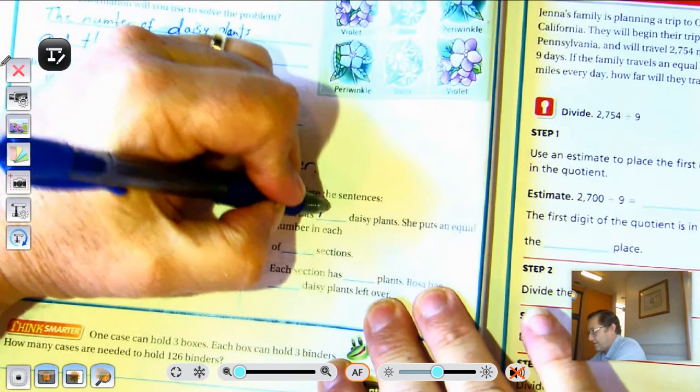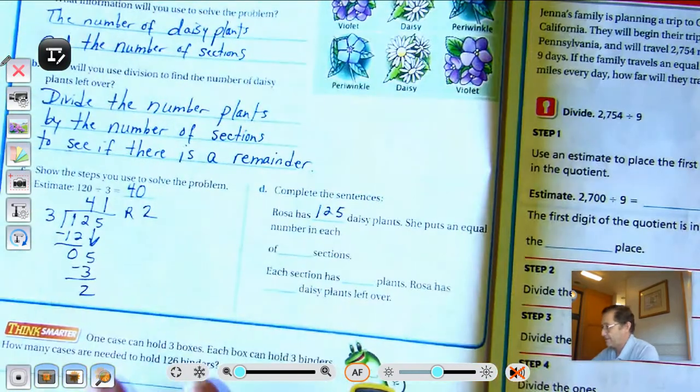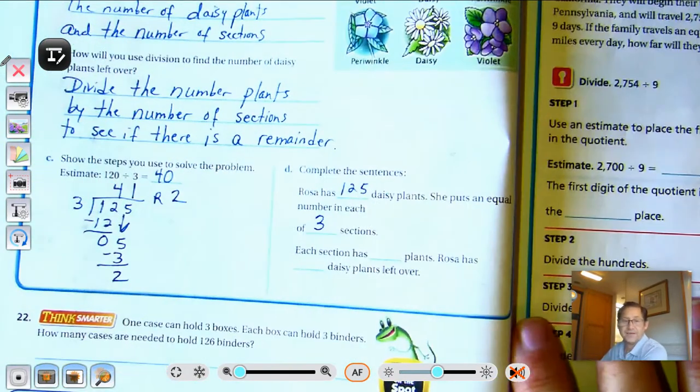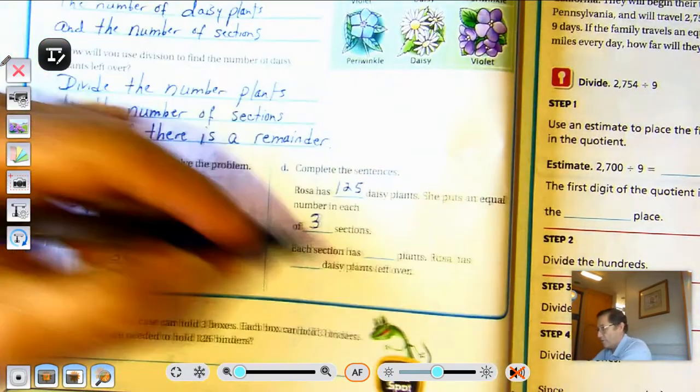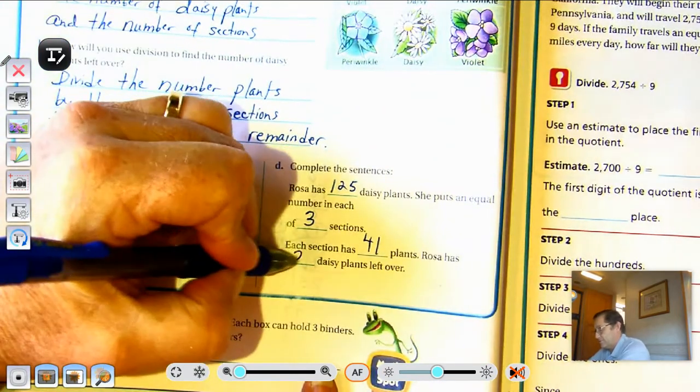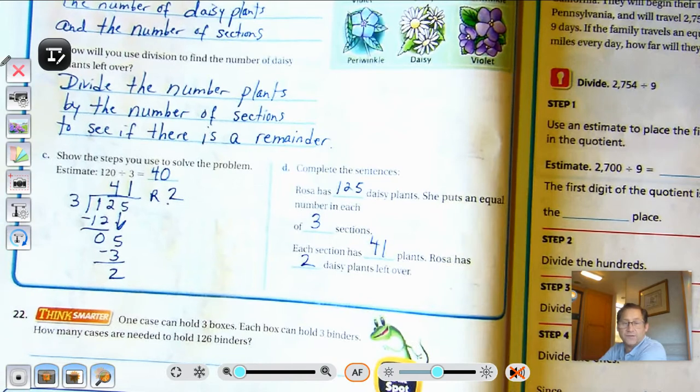So she has 125 daisy plants. She puts an equal number in each of 3 sections. Each section has 41 plants, and she has 2 daisy plants left over.